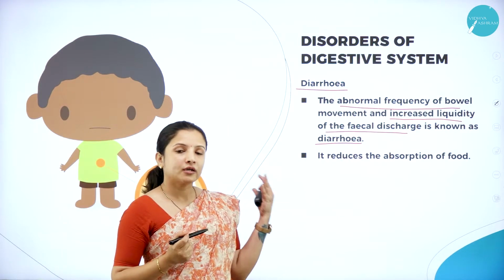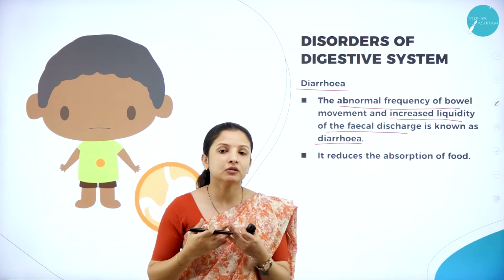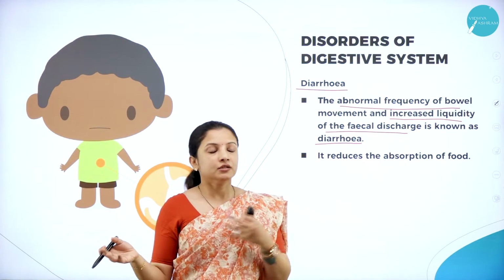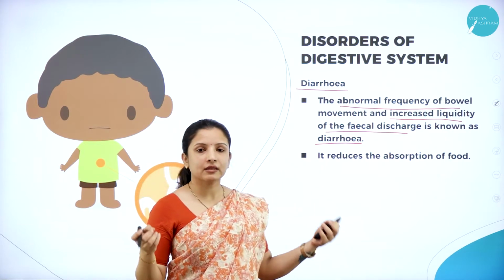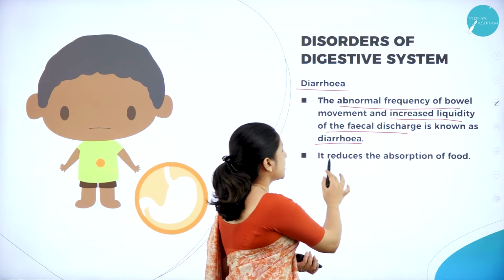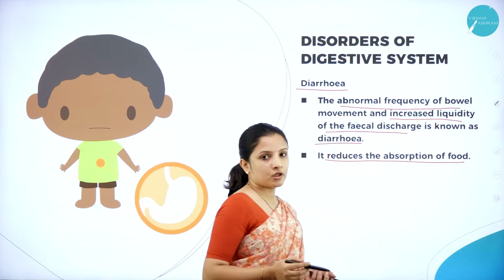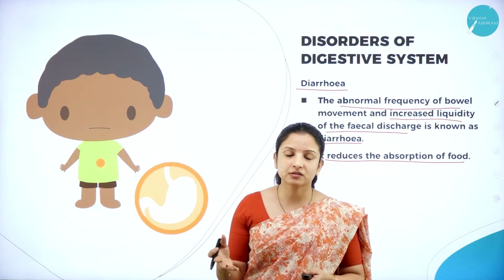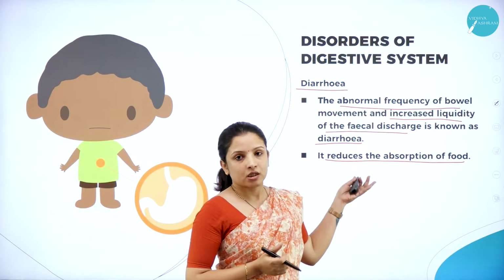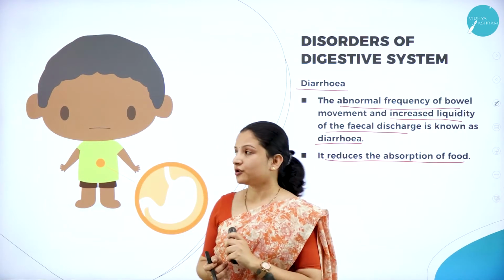And therefore, whatever food we eat will not get digested properly and we start eliminating it out of the body. So if diarrhea occurs now and then, the proper nutrients will not get absorbed by the body. It reduces the absorption of food, therefore making the person malnourished. So that is why diarrhea is also one of the fatal digestive disorders.